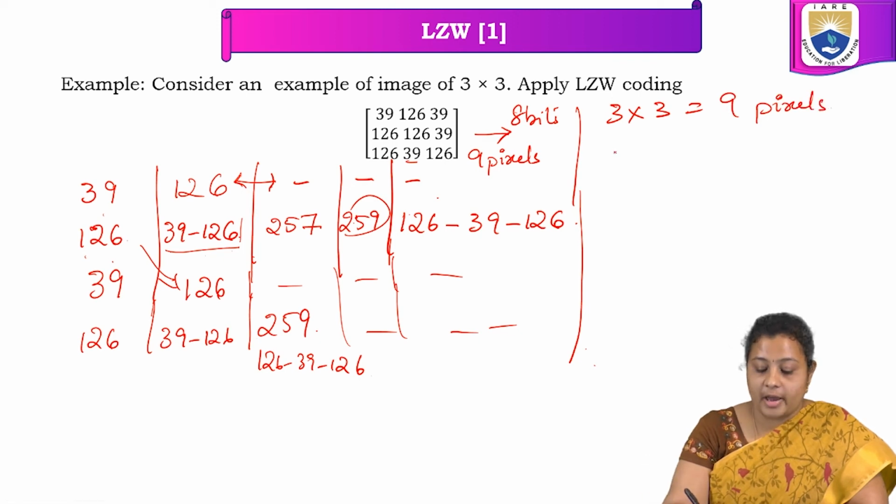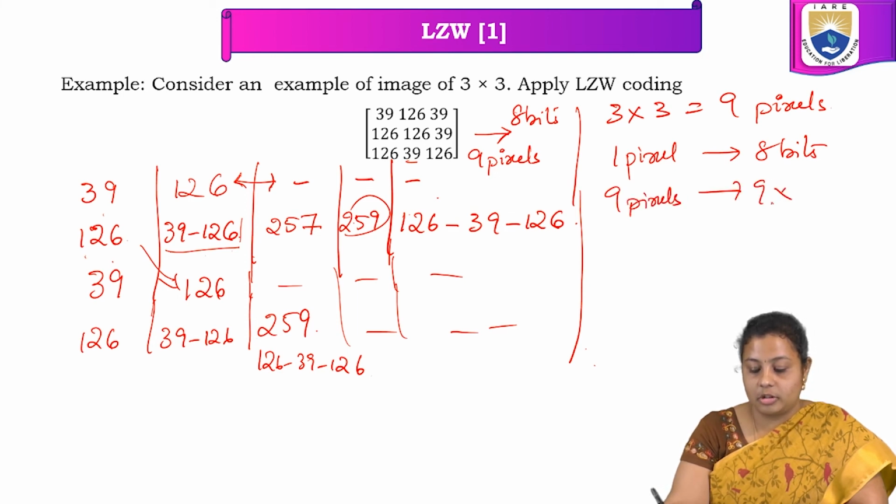So I am representing 1 pixel by 8 bits, right? So for 9 pixels, how many bits do I require? 9 into 8, which is equal to 72 bits.